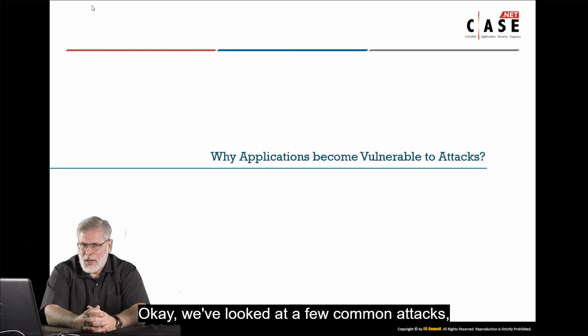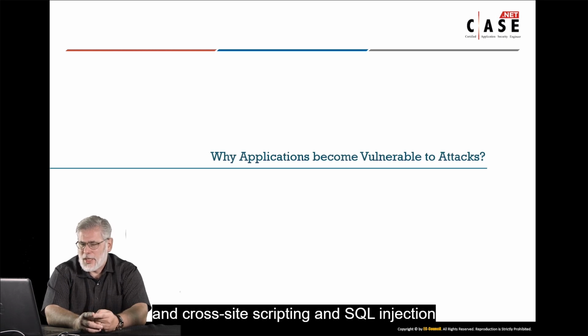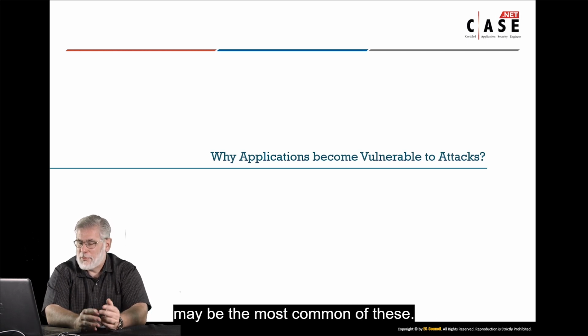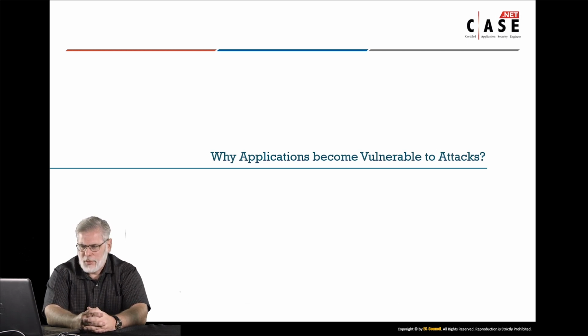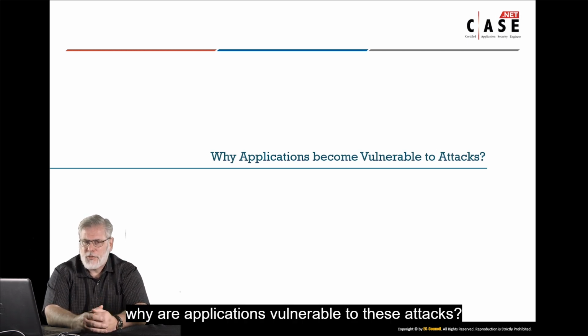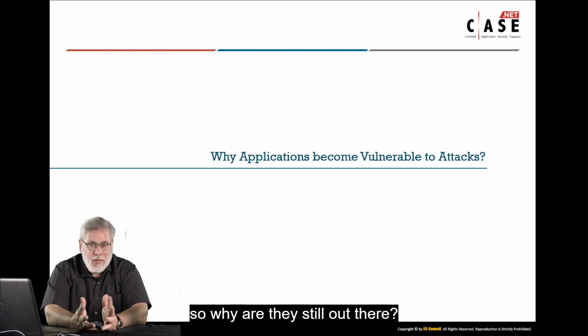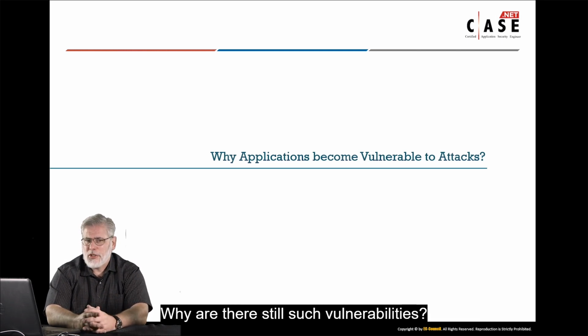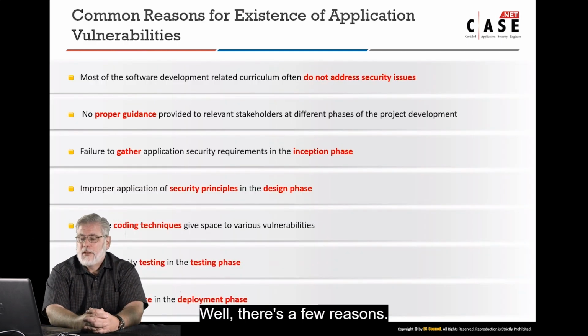Okay, we've looked at a few common attacks, and these are not all the attacks out there, but they're the most common you're going to see, and cross-site scripting and SQL injection may be the most common of these. But this leads us to a question. Why are applications vulnerable to these attacks? I told you at the beginning of this module that these are well-known attacks. They're not obscure. So why are they still out there? Why are there still such vulnerabilities? Well, there's a few reasons.